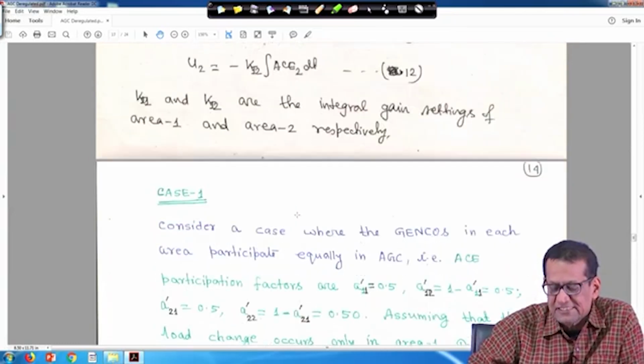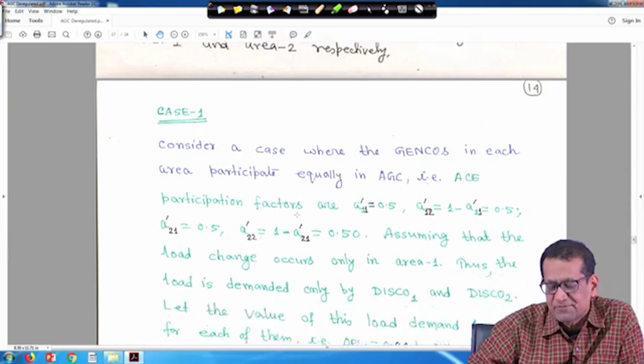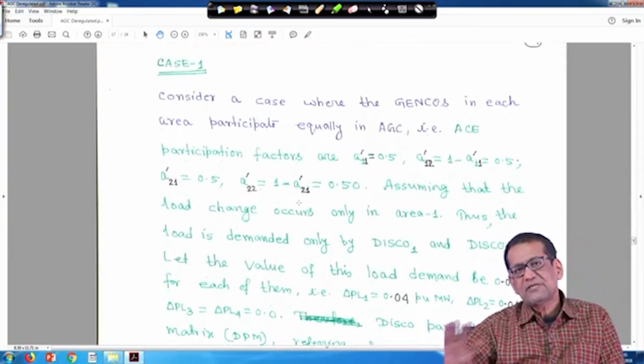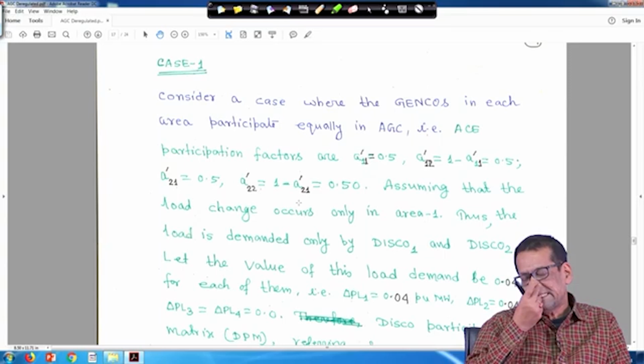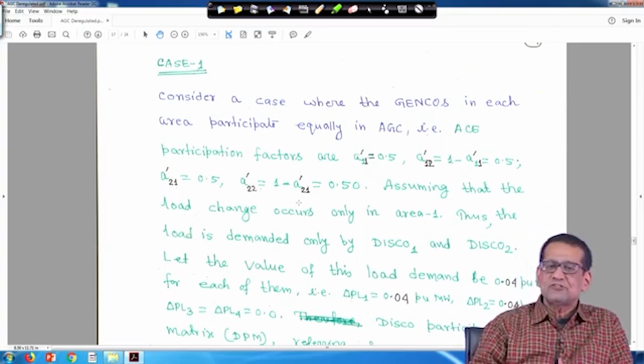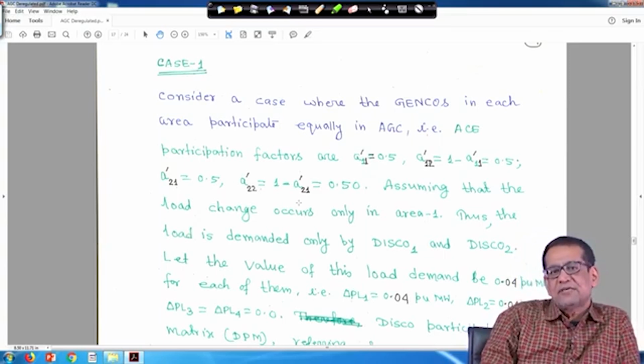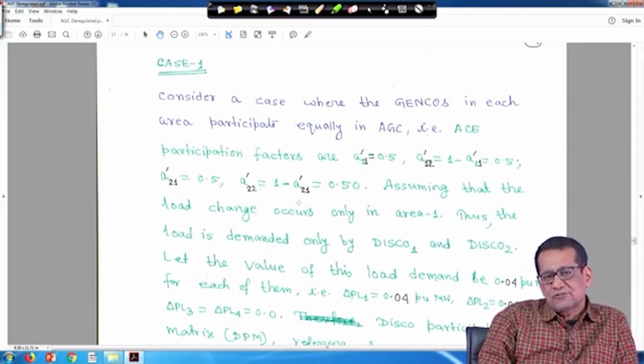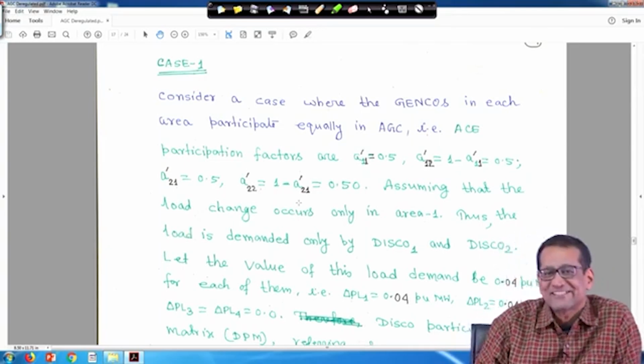Now, we will study something. Basically I will show you the dynamic responses also, but as far as classroom exercise is concerned, all things will be given in the steady state, right. So, no question of simulation in the classroom.